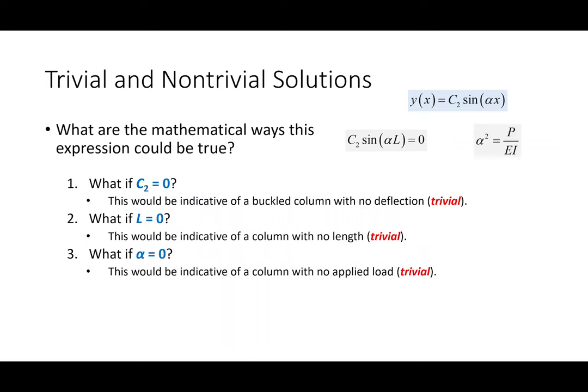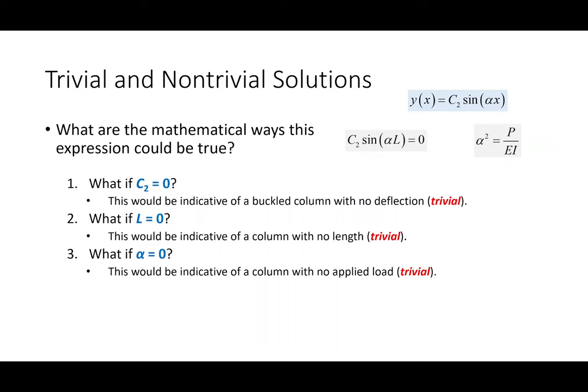What about alpha? Could alpha be zero and the expression hold true? I'll do the math first. Does the math work out? Yes, but does the physics work out? What does alpha represent? Alpha is this, right? So if alpha is 0, that is saying that the column has no load on it, which is not what's going on. We're applying load. We want to know what load causes it to buckle. So alpha equals 0 is also trivial.